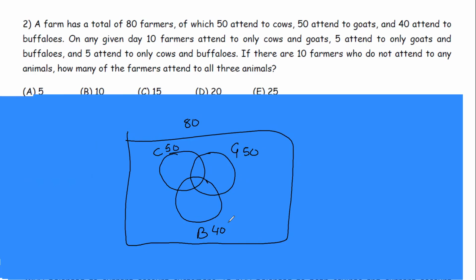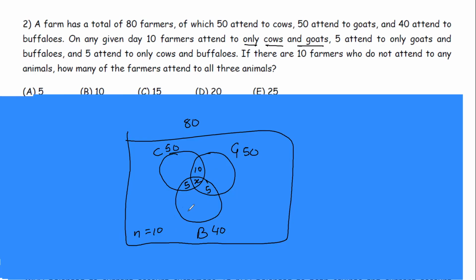On any given day, 10 farmers attend to only cows and goats. See, it says only cows and goats, so that means this region only. Understood? Not the middle region, not all three. So that is 10. Five attend to only goats and buffaloes, and five attend to only cows and buffaloes. If there are 10 farmers who do not attend to any animals, how many of the farmers attend to all three? So again, we have to find x.